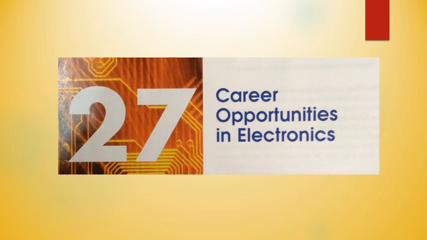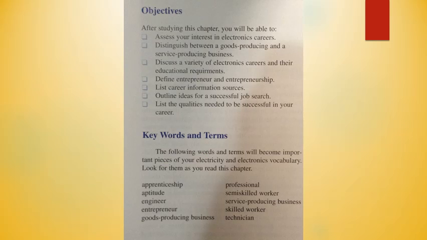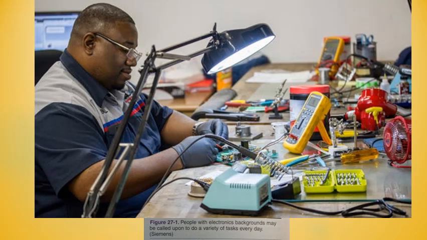Chapter 27, Career Opportunities in Electronics. Objectives are to assess your interest in electronic careers, distinguish between a goods producing and service producing business, discuss a variety of electronics careers and their educational requirements, and find a career. How do you want to earn a living after you complete your education? What vocation will you choose to assure an interesting and rewarding future?